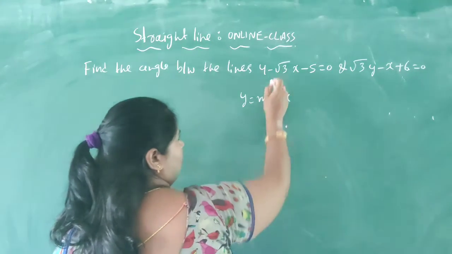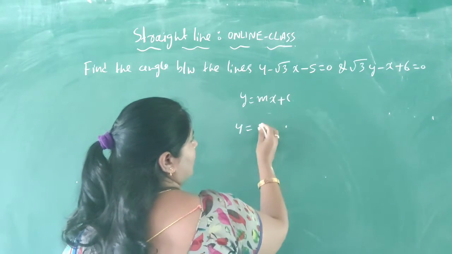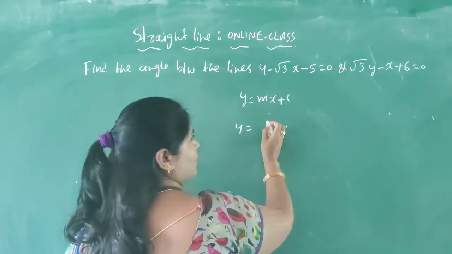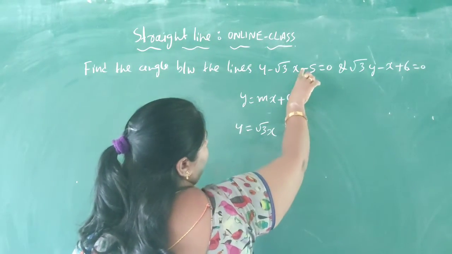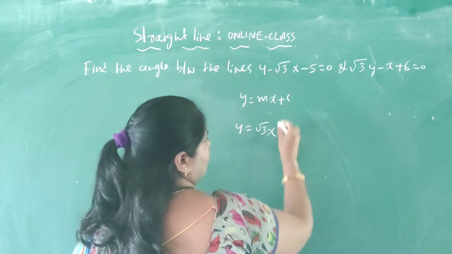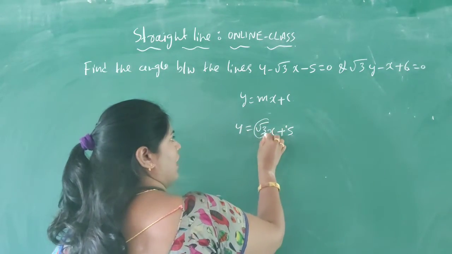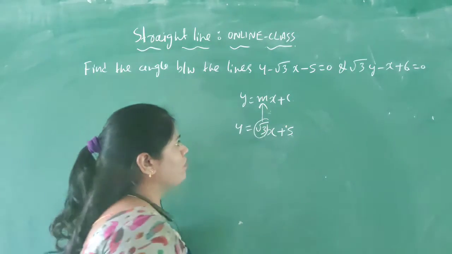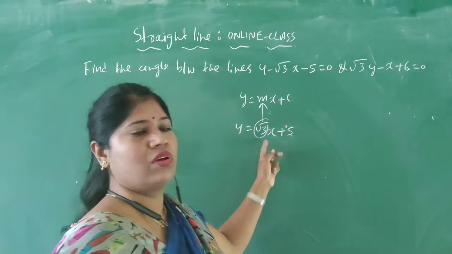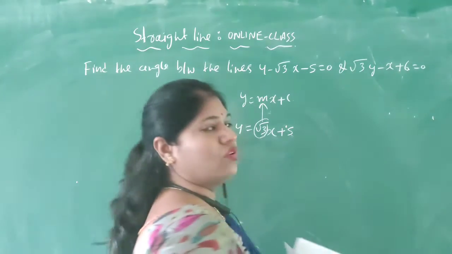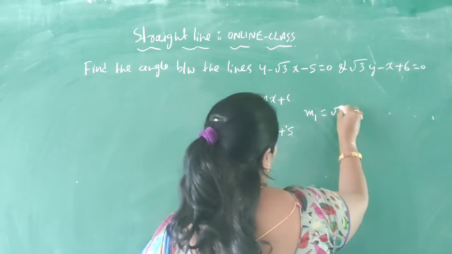Okay, so first we write in terms of y: y is equal to root 3x, because root 3x is transposed to the RHS, and minus 5 becomes plus 5. Then what will be the value of m? If you compare this with the equation of the straight line, you will get m is equal to root 3. Here there are two lines, so we call them m1 and m2. Therefore, m1 is equal to root 3.